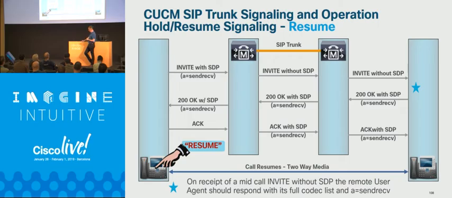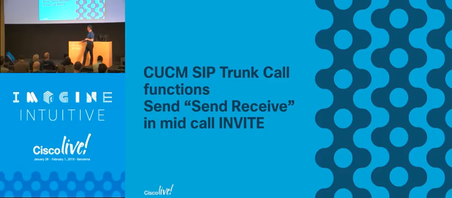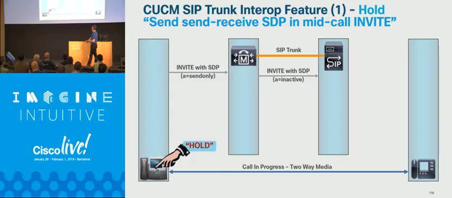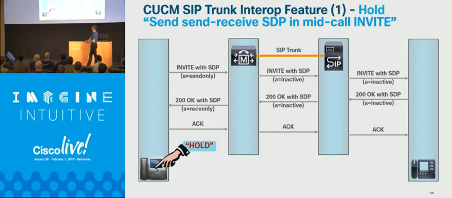Okay. We've run into issues with this, and this is a feature that you probably won't use, but it's just to give you an example of the kind of things that we do. There's a feature called send receive and mid-call invite, and this is to address this specific issue. What we saw before was that we place the call on hold, we send a=inactive, we get a=inactive back, and we tear the media down. That's all fine, and that works very well.